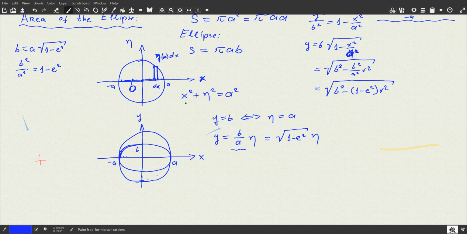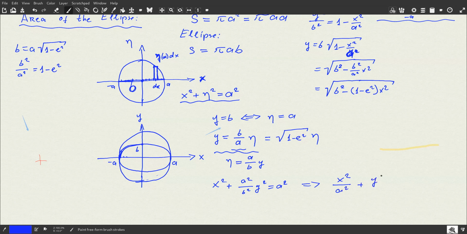And by the way, you shouldn't be surprised. Let's verify this. If we had an equation x squared plus eta squared equals a squared, and then we have this transform that y is b over a times eta, or equivalently, eta is a over b times y, then what would be the xy equation of our curve? We have x squared plus, instead of eta squared, a squared over b squared y squared equals a squared. And from this, it immediately follows that x squared over a squared plus y squared over b squared is 1, and it is indeed an ellipse.